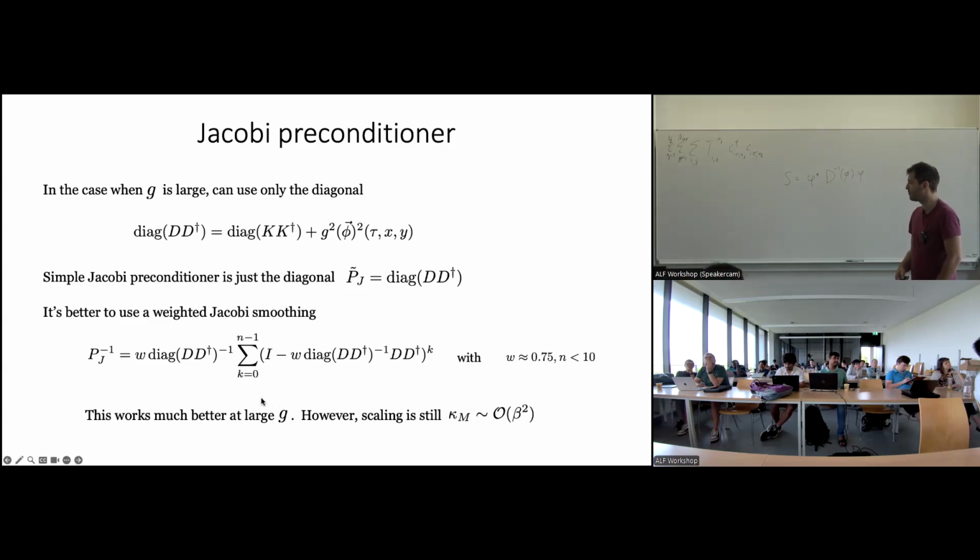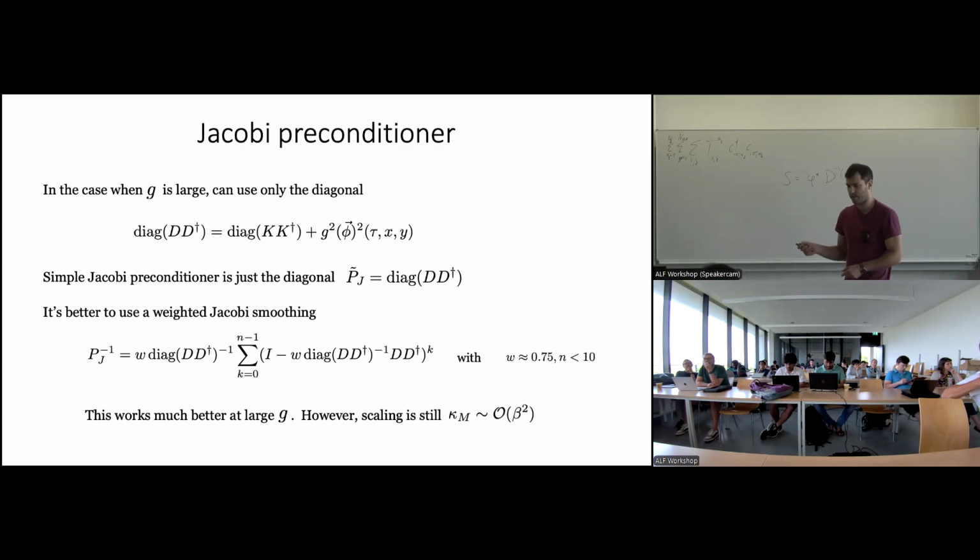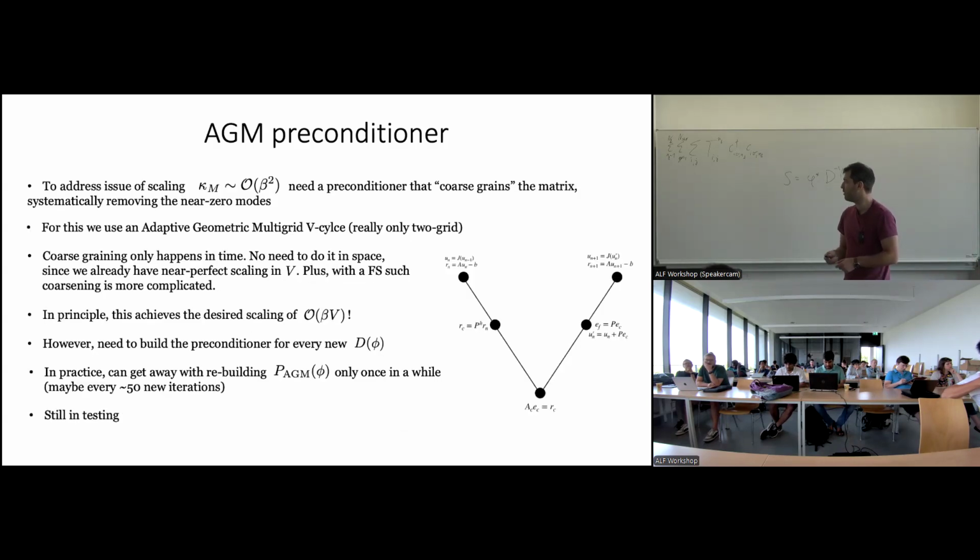However, this does not address the fact that the condition number still scales as beta squared. So it still scales exactly the same, just the prefactor is different. In order to address that issue, the scaling with beta, you need to do some kind of coarse graining procedure.